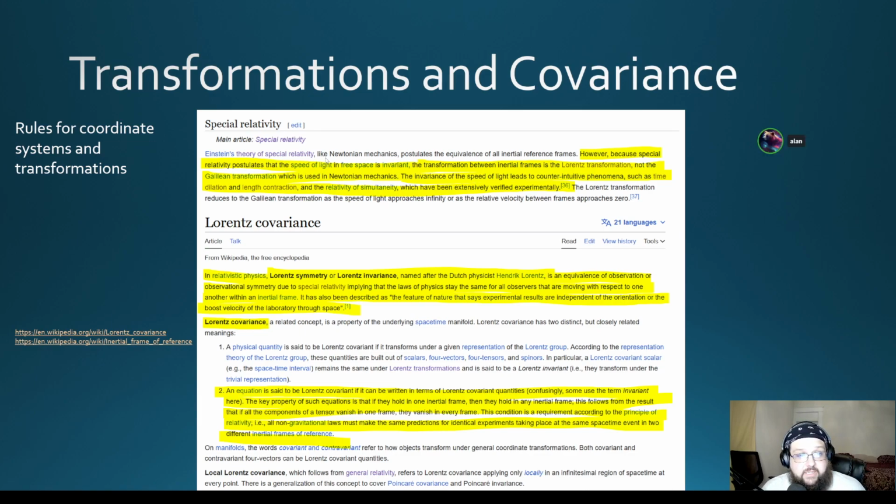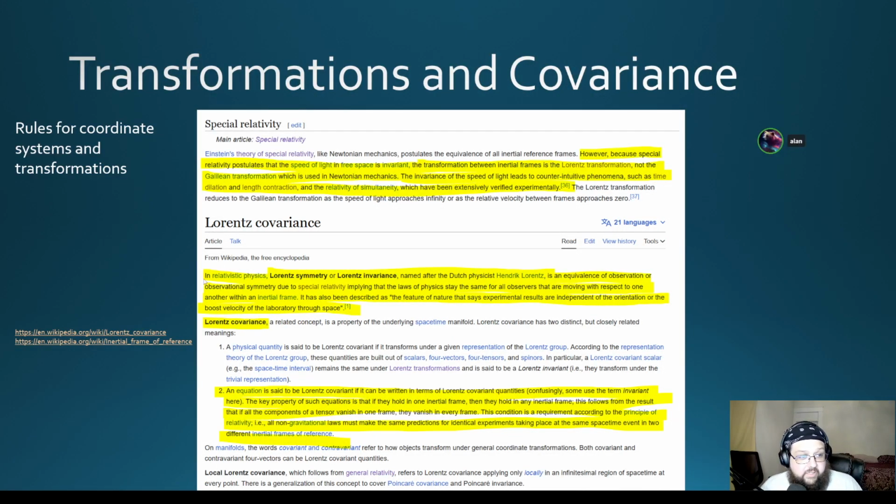Einstein's theory of special relativity. Like Newtonian mechanics, let's see. However, because special relativity postulates that the speed of light in free space is invariant, the transformation between inertial frames is the Lorentz transformation, not the Galilean transformation, which is used in Newtonian mechanics. Not super relevant here. The invariance of the speed of light may seem counterintuitive. It leads to things such as time dilation, length contraction, and relativity of simultaneity, which have been extensively experimentally verified. If you think these things have been highly extensively verified, I highly recommend you look at my presentation titled "How Math Became Reality" and familiarize yourself with all the so-called solid proofs of these things. Sorry, got ahead of myself.